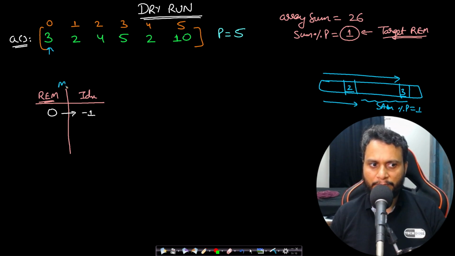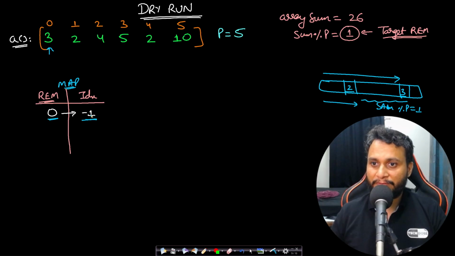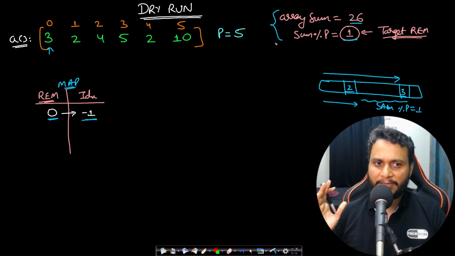Before even doing that, we will maintain a map which will tell us what all sums we have already seen. So 0 will be inserted by default at index -1, because even if I don't include any item, I will have -1, right? Now our array sum is 26 in this case, and the sum mod of p is equal to 1. If it was 0, then I don't need to do any kind of parsing. I can just say that we don't need to remove any subarray. It is already divisible by p.